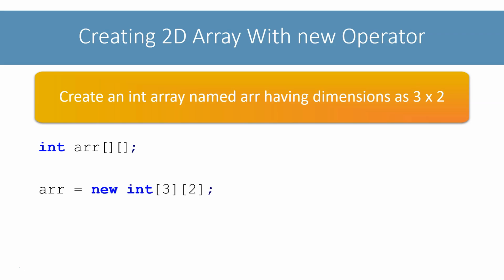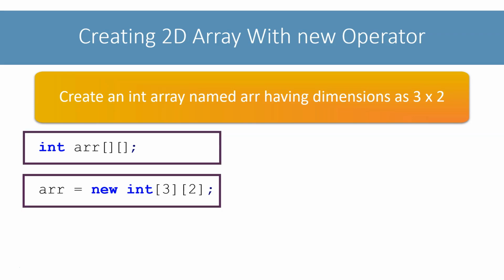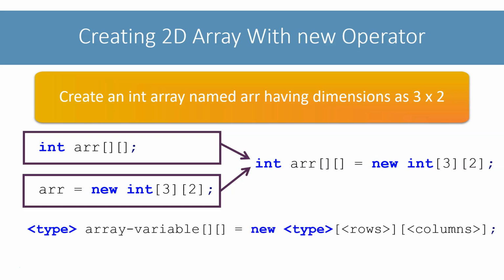I can perform both these steps with a single statement like this. This will create a 3 by 2 double-dimensional array and initialize all its elements to 0. The general syntax of creating a double-dimensional array with new operator is this. It is like a single-dimensional array, just that in this case we must provide one more dimension.